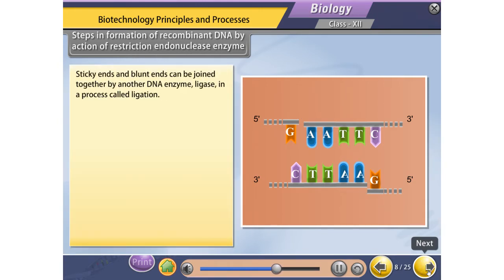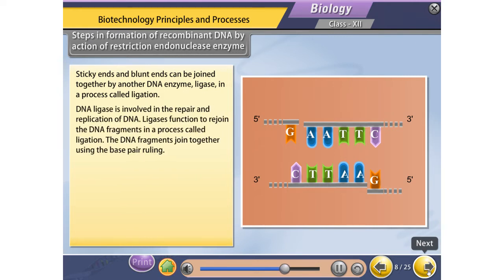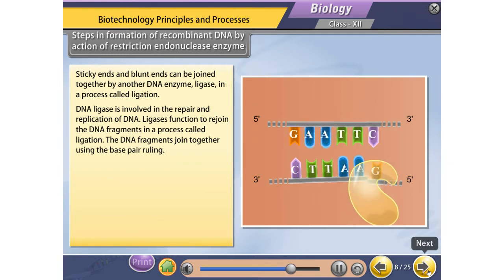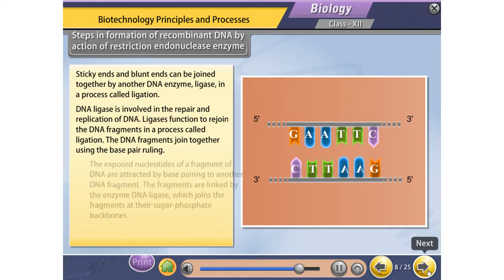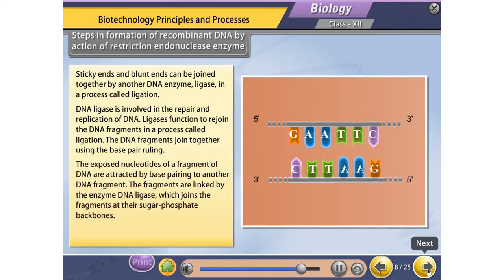Sticky ends and blunt ends can be joined together by another enzyme, DNA ligase, in a process called ligation. DNA ligase is involved in the repair and replication of DNA. Ligases function to rejoin the DNA fragments in a process called ligation. The DNA fragments join together using the base pairing rule. The exposed nucleotides of a fragment of DNA are attracted by base pairing to another DNA fragment.